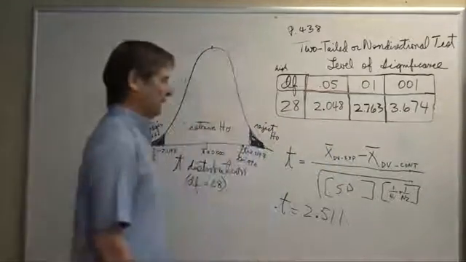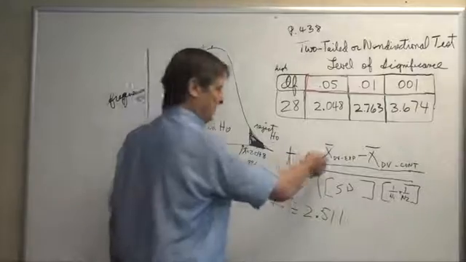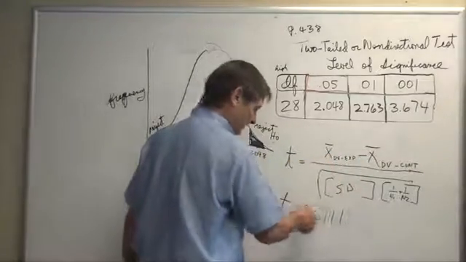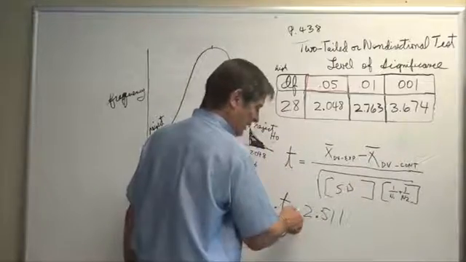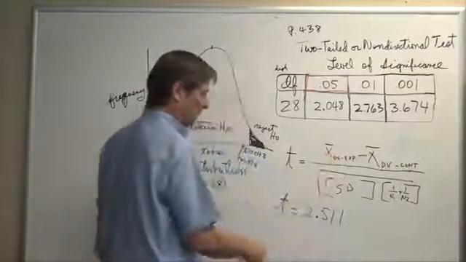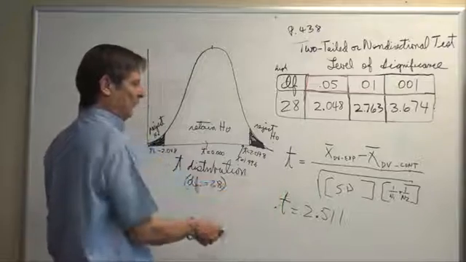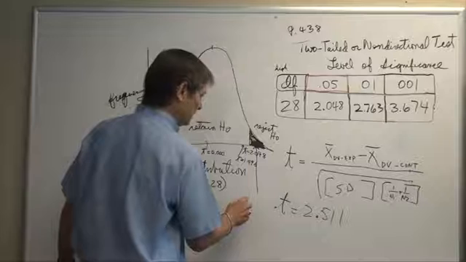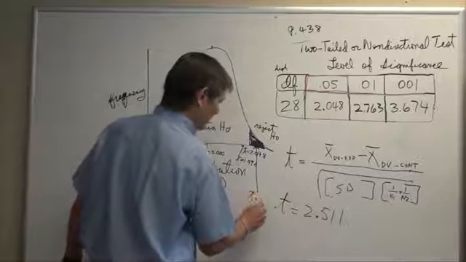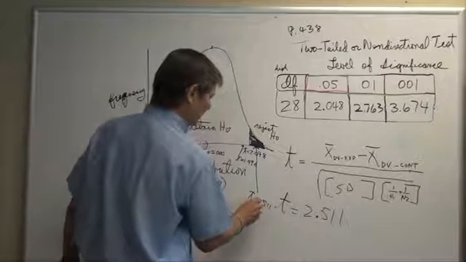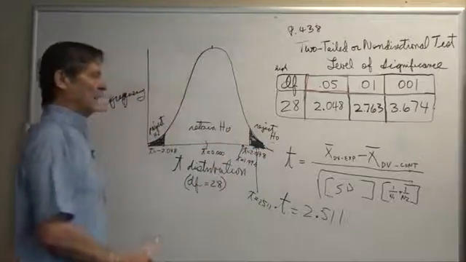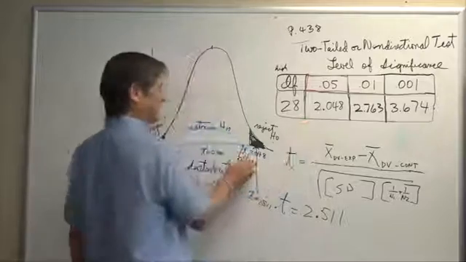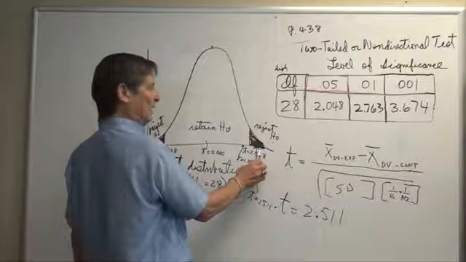2.511. And again, I've made this mean greater than this mean. Doesn't matter. If this mean was less, this value, divided out, would just be negative. So we got a value of 2.511. That's right here on this line scale, which means here's t equals 2.511. It means we get to reject the null hypothesis because our value exceeded 2.048.